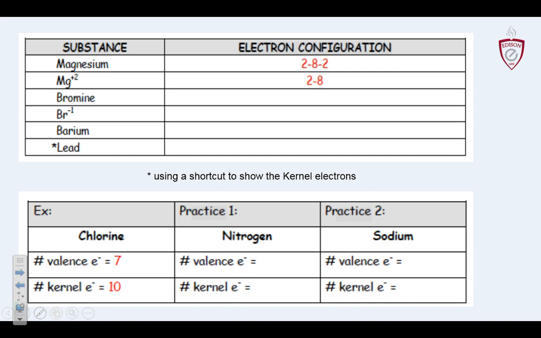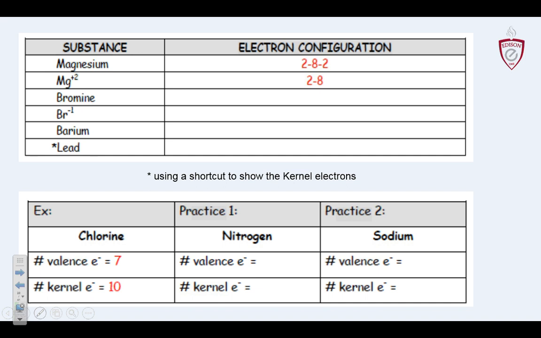Yeah, something like that. So now let's look at kernel to use a shortcut. That star was the kernel to show the inside electrons. So we're looking at chlorine. Now remember, we're going back to valence and kernel. Valence is just the outside electrons. So the last number in the sequence. Not the first, but the last.